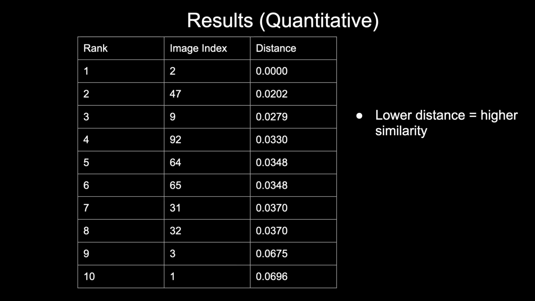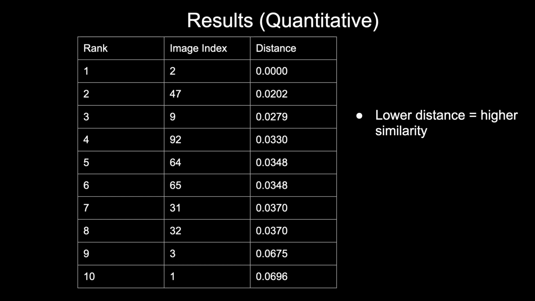In addition to the visual results, we also analyze the quantitative distances. This table shows the top 10 retrieved results for the query image 101.jpg. The distances represent Euclidean similarity between the query histogram and each target histogram. As we see, the closest image has distance 0, which means it is an identical histogram match. The distance gradually increases for lower-ranked results.